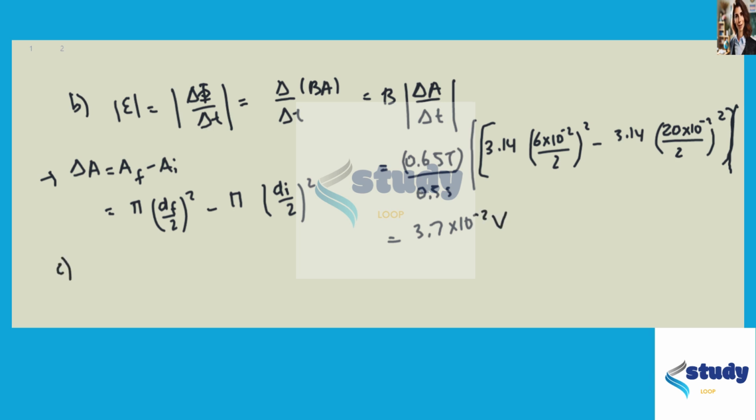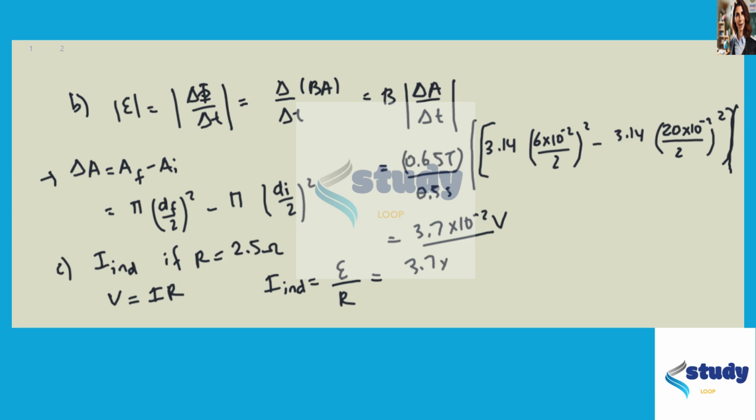And then in part C, we're asked to calculate what the induced current would be if the resistance is 2.5 ohms. As you know from Ohm's law, potential equals current times resistance. From here, we calculated our potential to be 3.7 times 10 to the power of negative 2. In order to find the induced current, we're going to do epsilon divided by R: 3.7 times 10 to the power of negative 2 volts divided by 2.5 ohms. So this is going to be equal to 1.5 times 10 to the power of negative 2 amps.